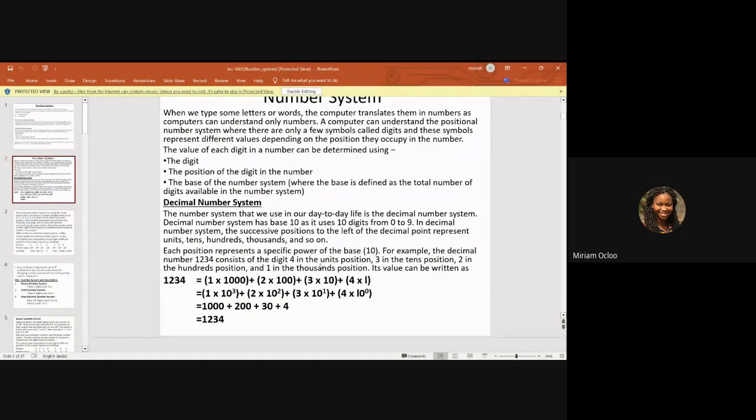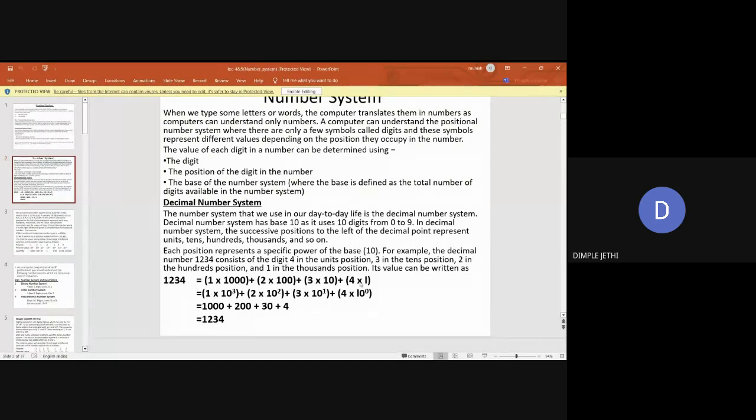Base 10. That is why every number gets multiplied by the value of 10. If I write the number 1234, the 4 gets multiplied by 10 raised to power 0. All these numbers will be multiplied by powers of 10, and the power of 10 will start from 0: 0, 1, 2, 3. From the right hand side you keep increasing the power, starting from 0.